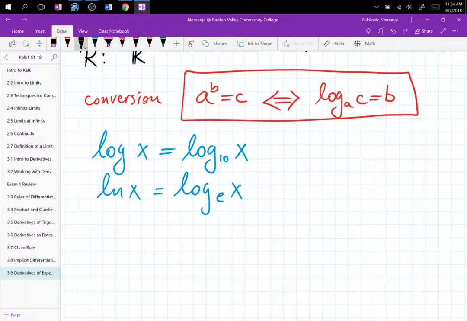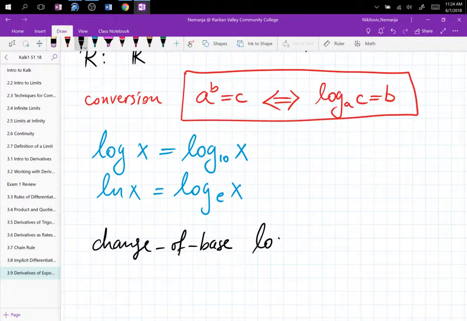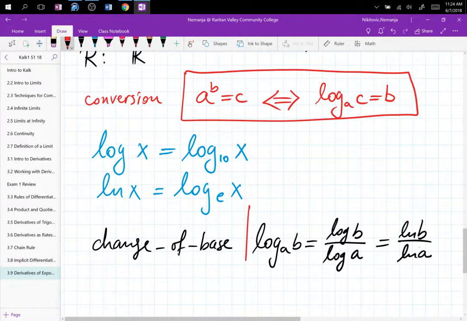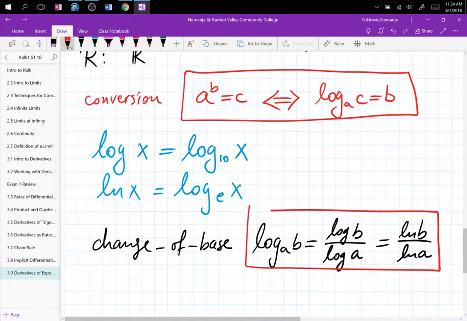Right? So here we go. Change of base. So any log, with any base and any number, will be dealt with by log b over log a, note that that's base 10, or ln b over ln a. You pick, right? Your calculator will have one or the other or both.